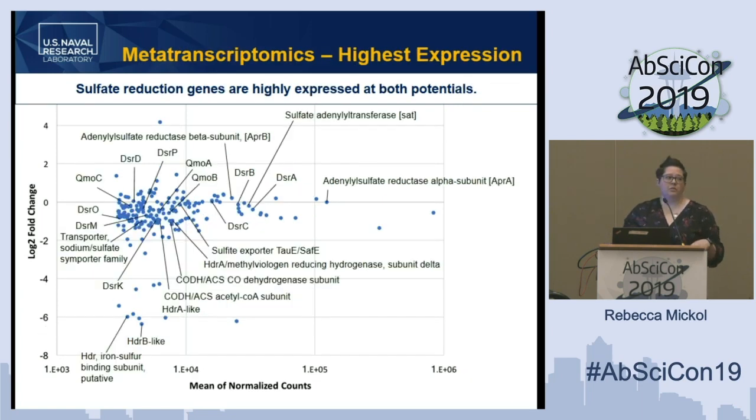But first, we wanted to look at what genes were highly expressed at both conditions. These genes were highly expressed both at an anode or at a cathodic potential. And we have the complete gene pathway for sulfate reduction. These genes are also correlated with our most active organism, Desulfovibrio alkaliphilus.